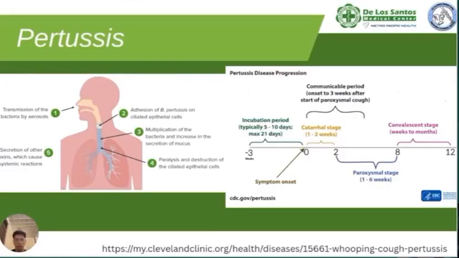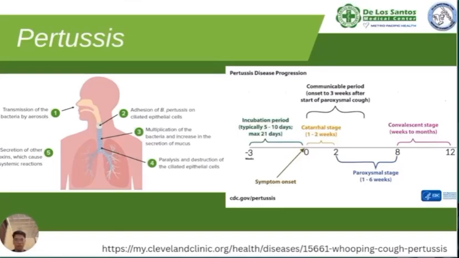If you notice on the left side, the steps 1, 2, 3. One is the transmission of the bacteria by aerosols, then adhesion of pertussis to the ciliated epithelial cells, and then multiplication of the bacteria. This happens in the incubation and catarrhal phase.